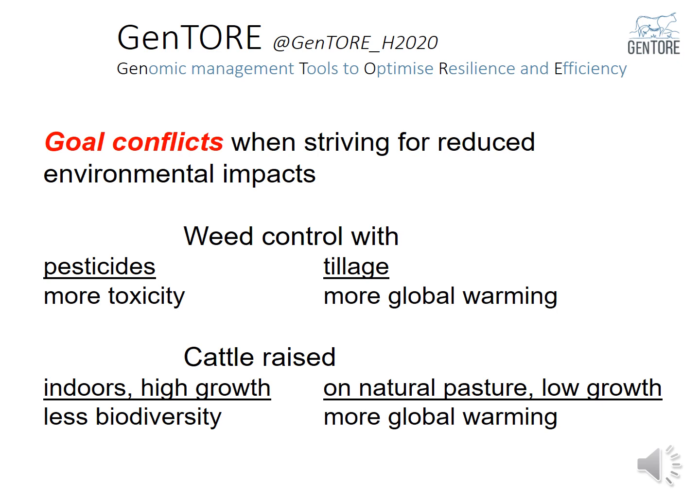On the other hand, it is very energy demanding to produce fertilizers, and fertilizers are not used in organic production, which in turn results in a lower yield, another goal conflict. Cattle raised on concentrate can have a high growth rate and emit less methane per kilo beef than cattle on pasture, especially natural pasture where growth rate is rather low. But cattle on natural pasture can contribute a lot to biodiversity. So there you have another goal conflict.